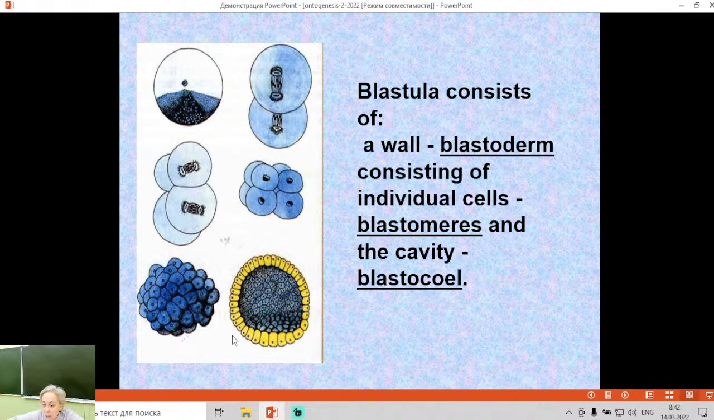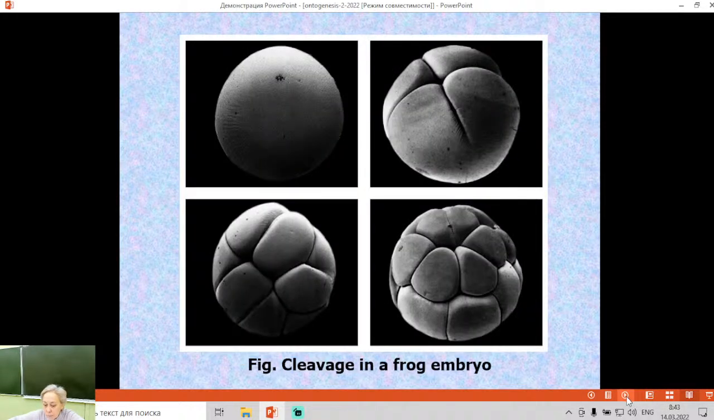And you see on this slide, the blastula consists of a wall, blastoderm, consisting of individual cells, blastomeres, and the cavity, blastocoel, in the center. This is the process of formation of blastula for Amphioxus. And this is the process of formation of blastula for frog, for example.